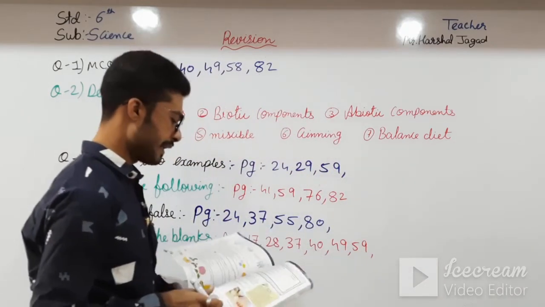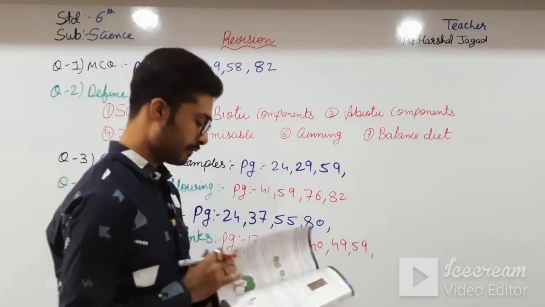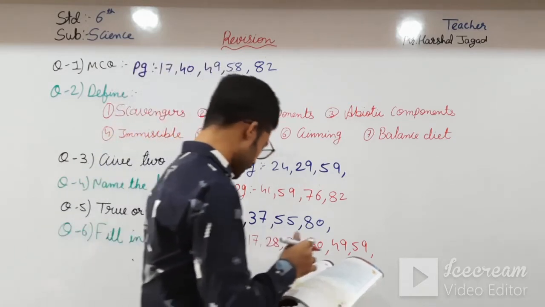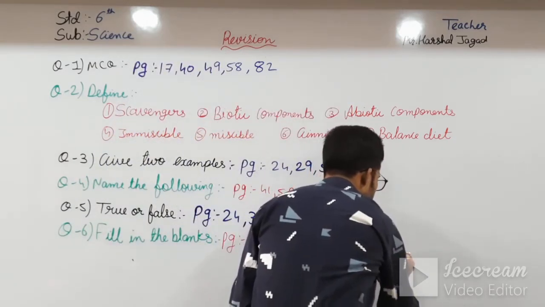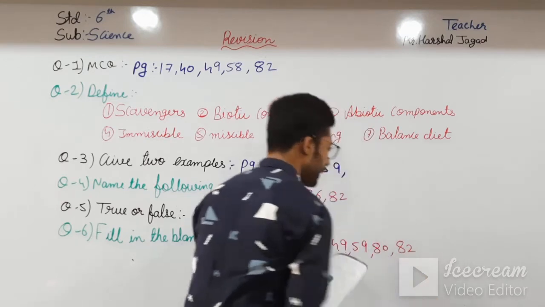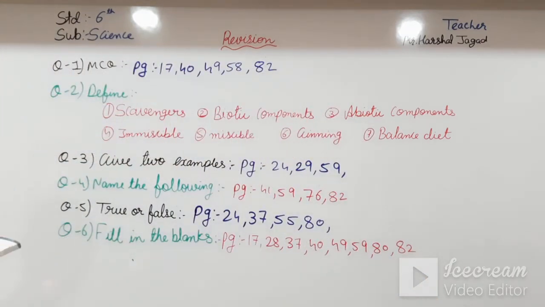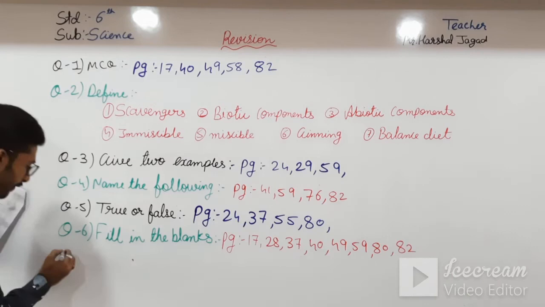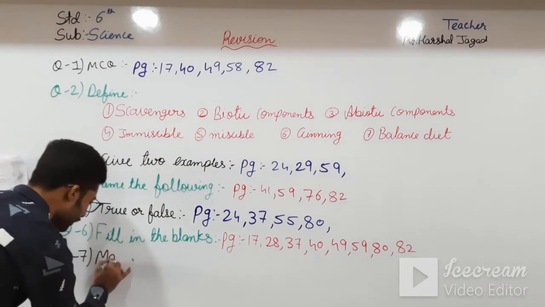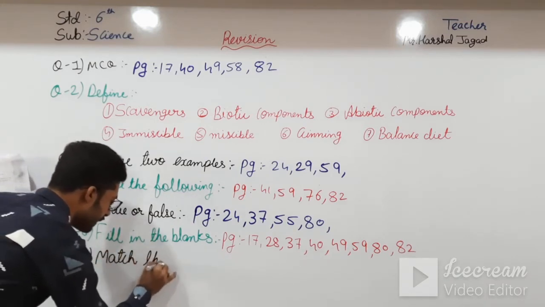And moving towards chapter number 7, it is on page number 80, and it is on page number 82. Okay, students, so these are the page numbers of the fill in the blanks that you have to do. Moving forward, question number 7, that is match the pair.